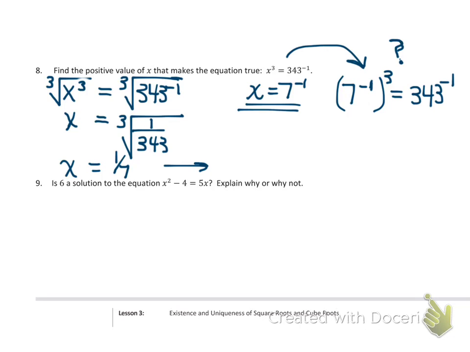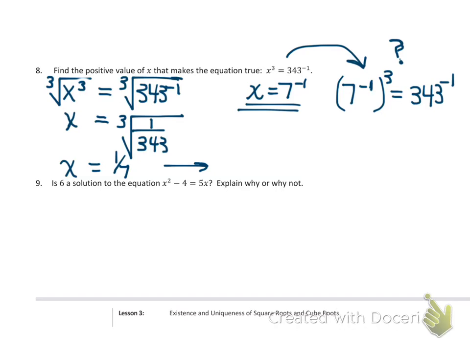So what I've done, look at my arrow, is I've taken 7 to the negative 1 and put it in here for x. So 7 to the negative 1 cubed, that's x cubed, is that equal to 343 to the negative 1? Okay, and I'm doing this because you're going to see this in your problem set answer key, and also because it's a good way to review our exponent rules.